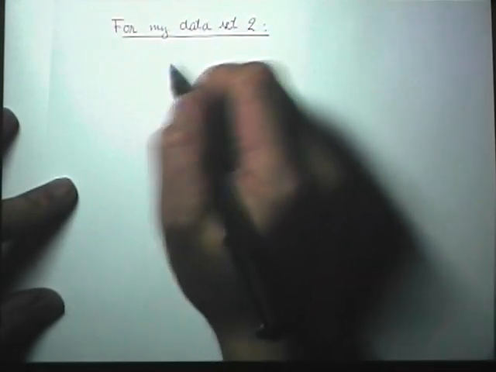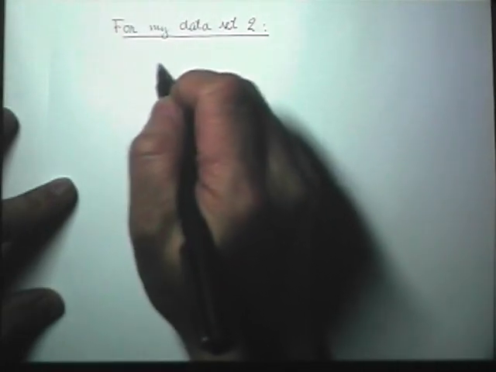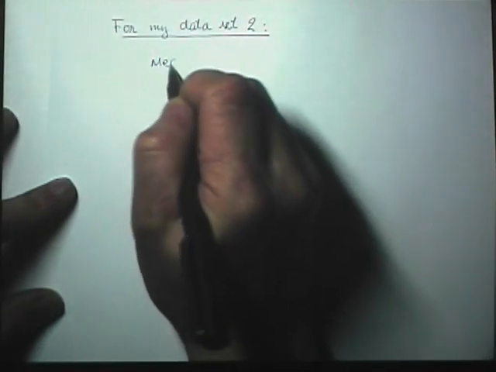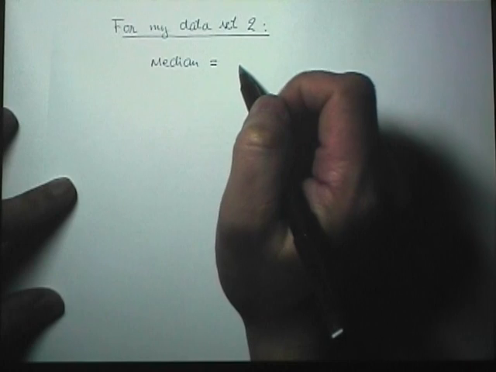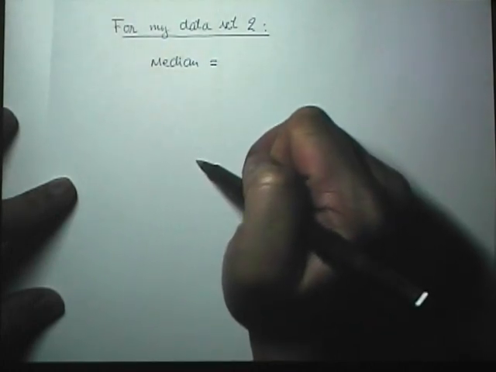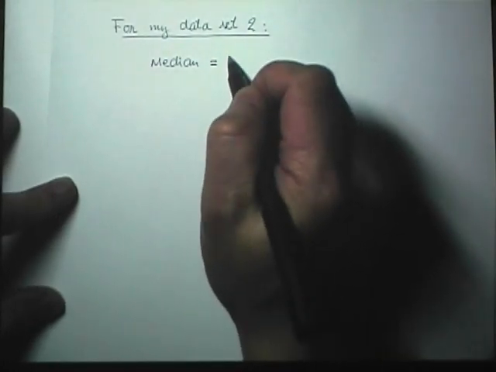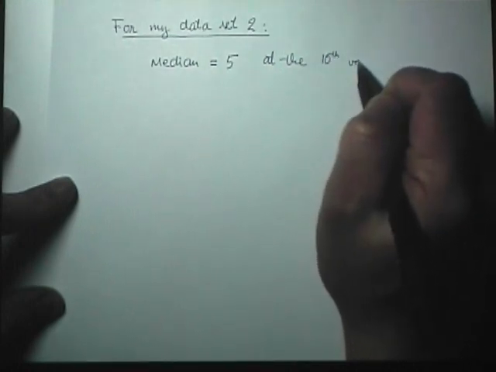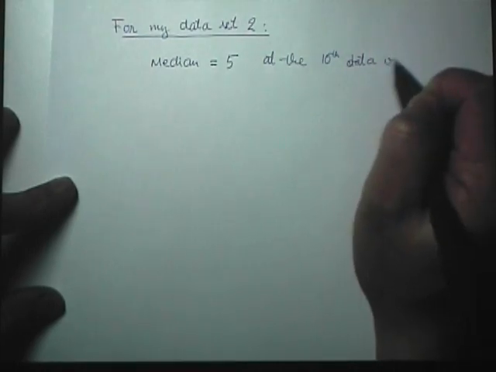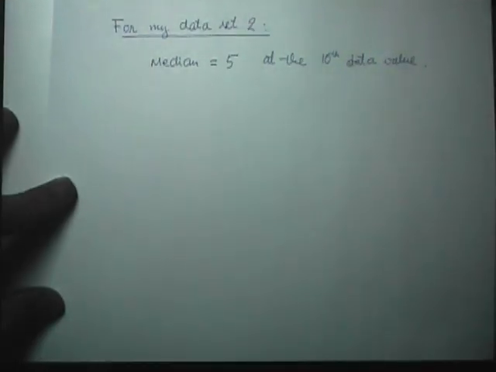Now for my data set 2, the median for this equals, now, remember, the 10th item is where you can find the median, but then the real median is 5, right? It's 5 at the 10th data value. Does that make sense now? So the median here is 5.